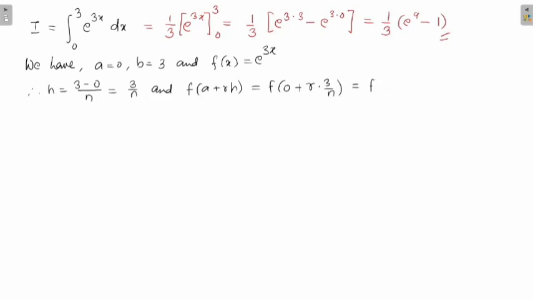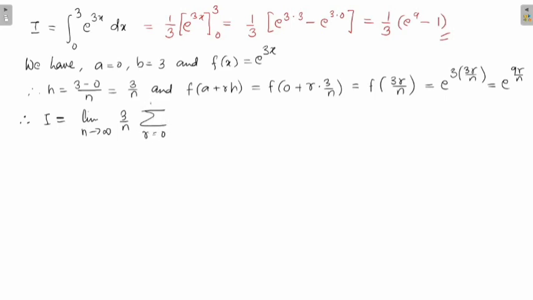In the formula we have f of a plus rh. So f of a plus rh, with a as 0 and h as 3 by n, is f of 3r by n, isn't it? If f(x) is e to the power 3x, then in place of x we write 3r by n. So this is equal to e to the power 9r by n. Therefore this integral I will be equal to the limit as n tends to infinity of h, which is 3 by n, summation r from 0 to n minus 1, of f of a plus rh, which is e to the power 9r by n.